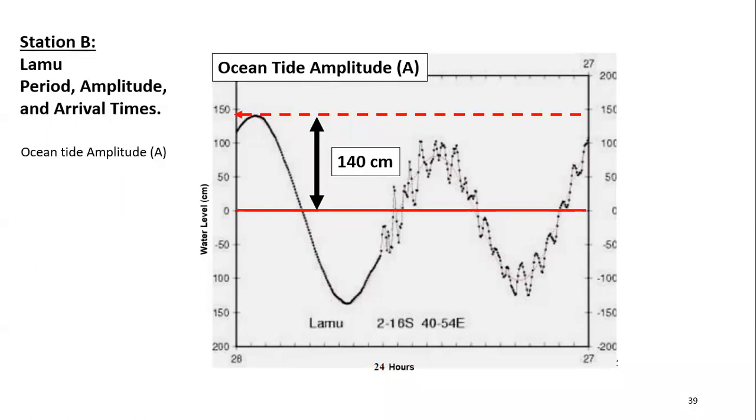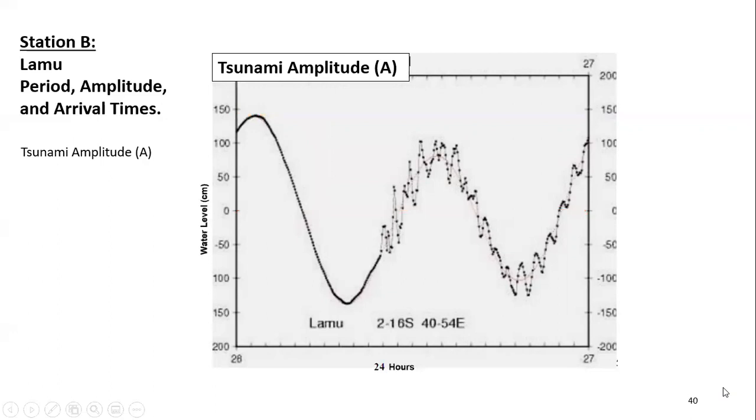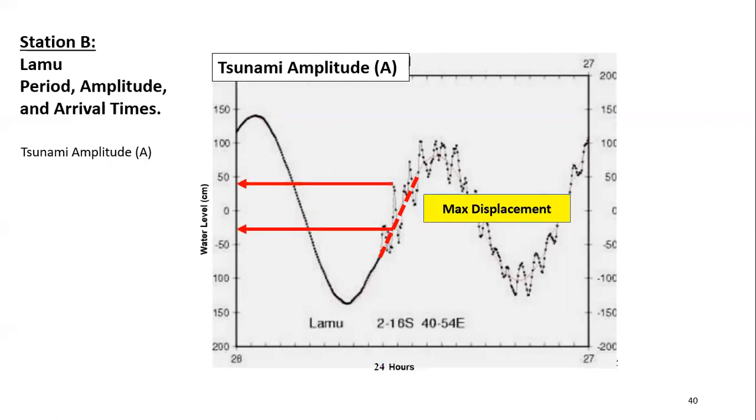Next, measure the ocean tide amplitude. At the Lamu tide gauge, amplitude is approximately 140 centimeters. The amplitude of the tsunami signal is measured as displacement above the ocean tide. To measure the tsunami amplitude, begin by tracing a line along the ocean tide. Then locate the largest tsunami signal. This is called max displacement. Finally, measure its amplitude, in this case being approximately 70 centimeters.